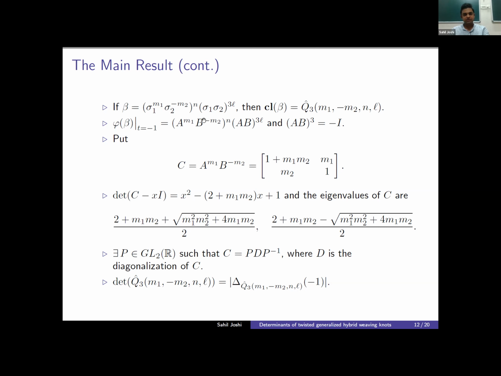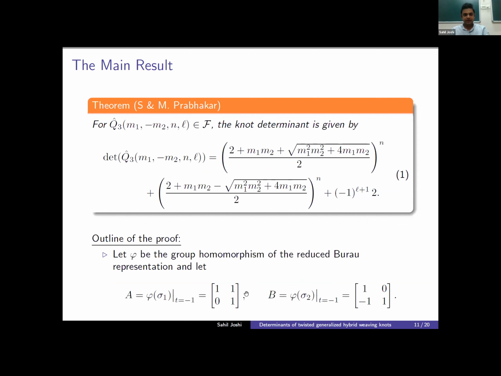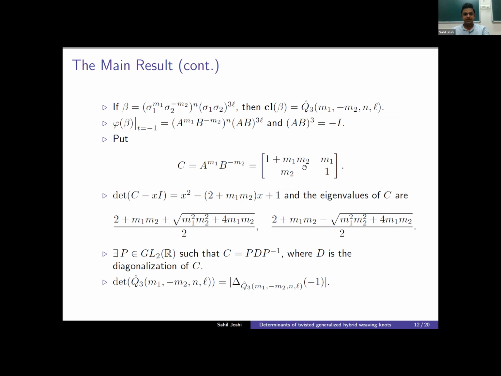By using the homomorphism property, we can get that this will be equal to A raised to the power m1, B raised to the power -m2, and so on. We can observe that the product of the matrix AB and its cube is actually equal to the negative of the identity matrix. So if I put my matrix C to be the following, then we can multiply these two matrices. A to the power m1 will appear in this entry. Similarly, we can get this.